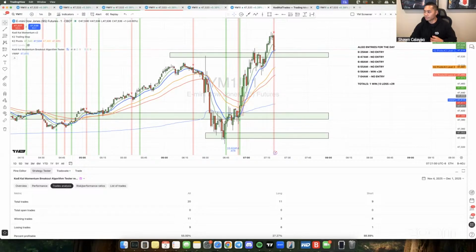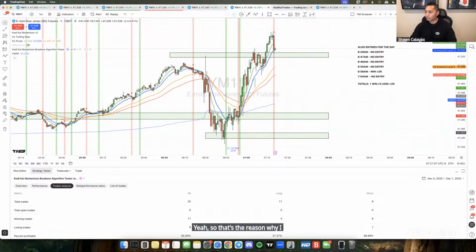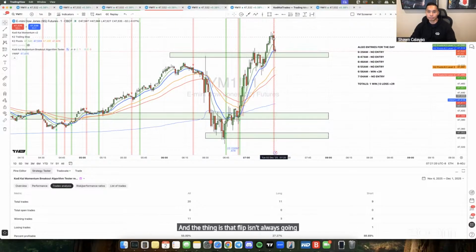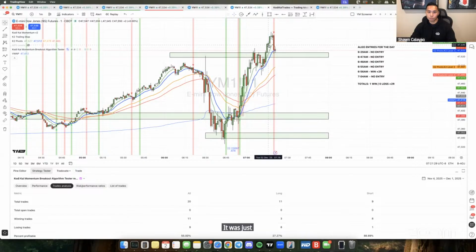Paul said he wasn't taking the 716. That strong push to the upside scared me a bit. Yeah, so that's the reason why I don't like trading against momentum. The reason why I don't take those is because I don't want to go against the direction of price, right? If you're going against momentum, you're looking for that flip. And the thing is that flip isn't always going to happen right away. Like we had the flip starting to set up over here on 716, and it ended up flipping. So it did do what it was supposed to do. It was just the entry happened a little too early, right? 716 right there.